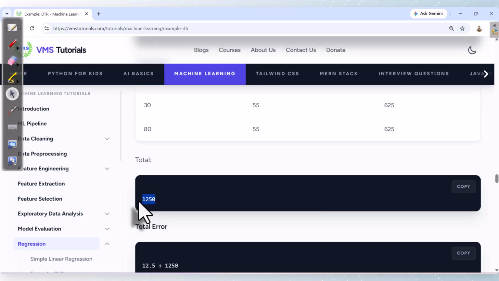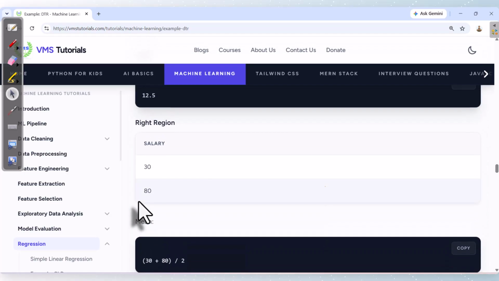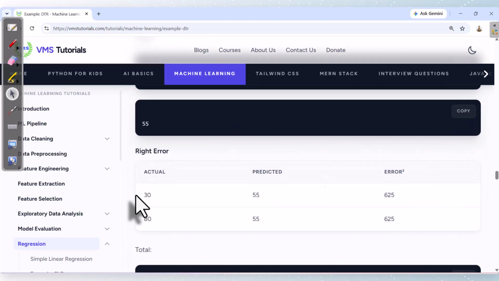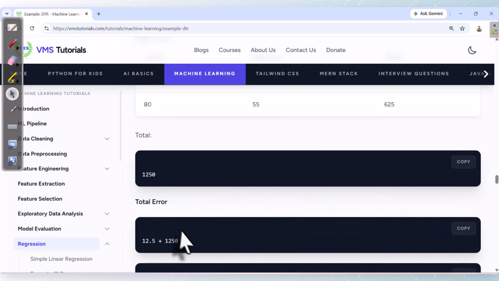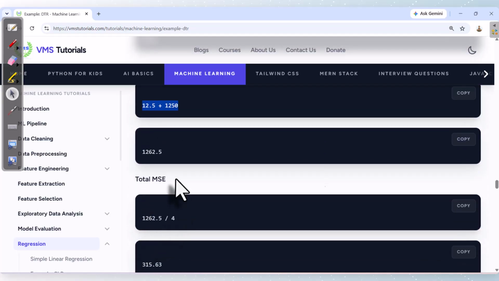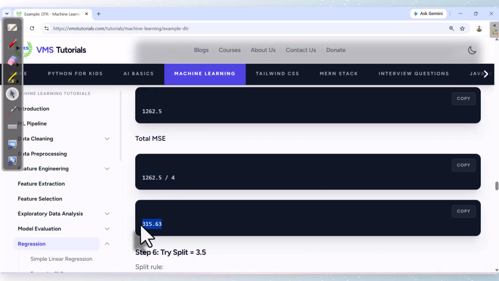Now you can calculate the total error: the first case 12.5 plus 1250, so totally 1262.5 divided by 4. So this is the total error for split 2.5. I am just calculating the average of this left region and right region.